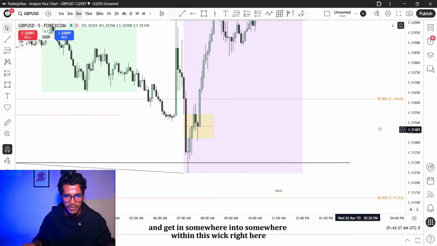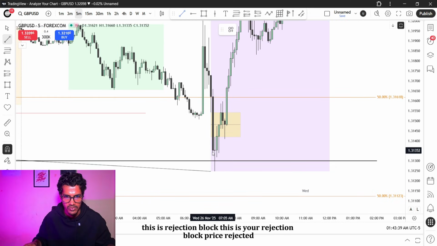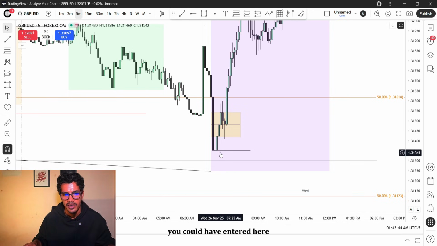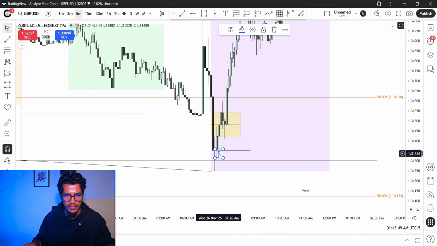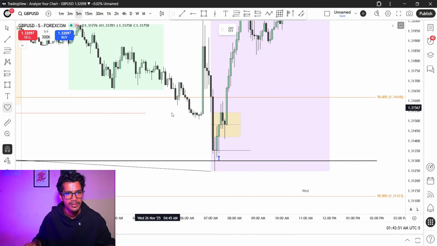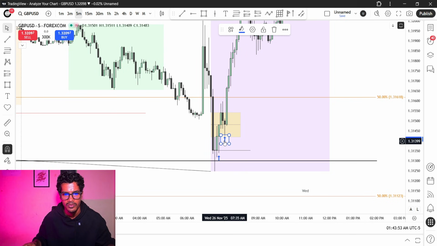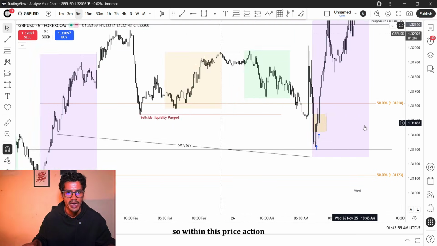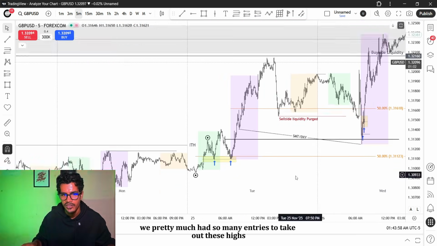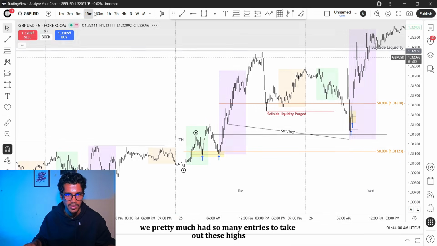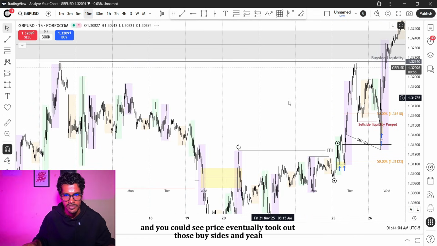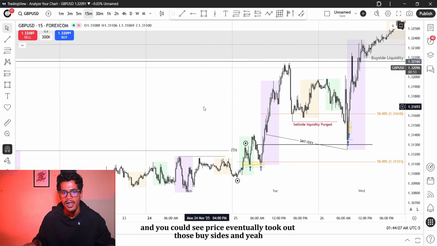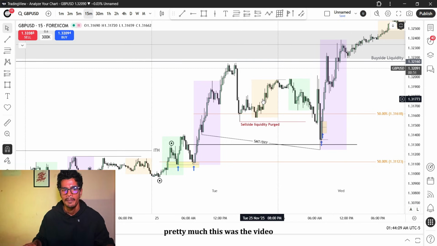into somewhere within these wicks right here. This rejection block. As your rejection block, price rejected. You could have entered here. Then your last entry was here. All right, so within this price action, we pretty much had so many entries to take out these highs, and you could see price eventually took out those buy sides. And yeah, pretty much this was the video.